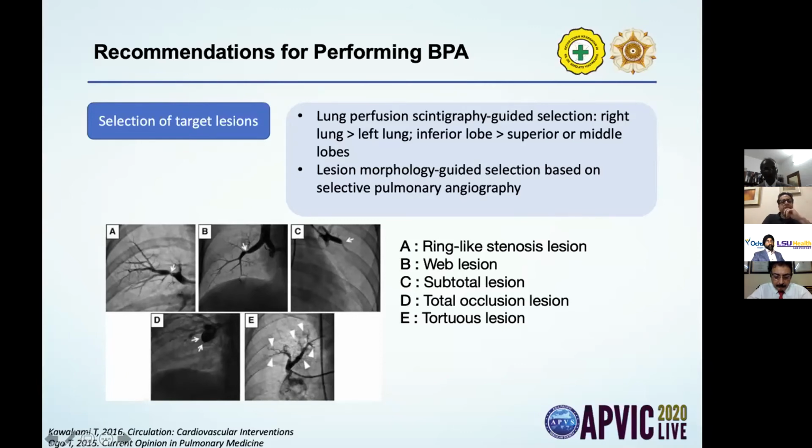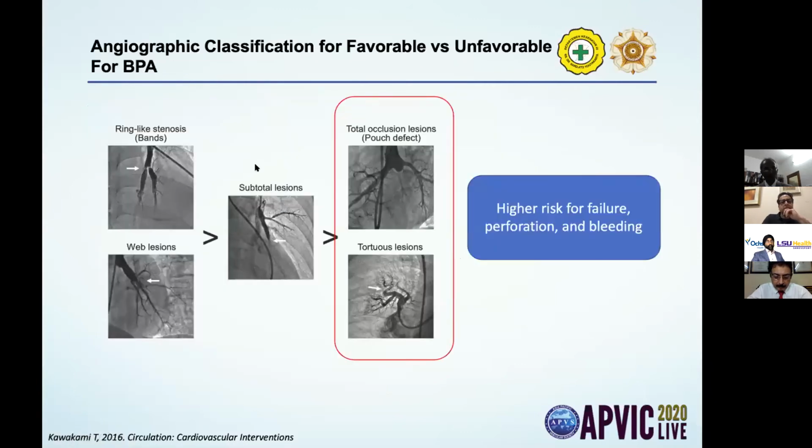Okay, so I'll be fast. This is the most important: we have to classify angiographically, as published by the Japanese, that ring-like or band-like and web lesions are the most favorable for balloon pulmonary angioplasty, while the subtotal lesion we can still treat because we can see the lumen. But the total occlusion or pouch defect and the tortuous lesion are not favorable for BPA because of a very high risk of failure, perforation, and bleeding.